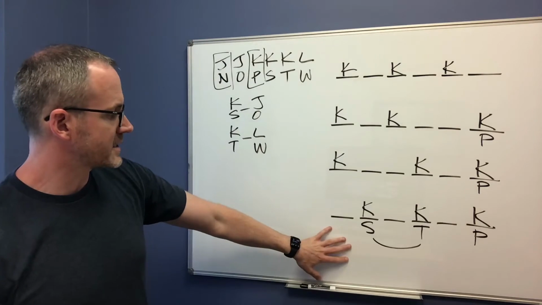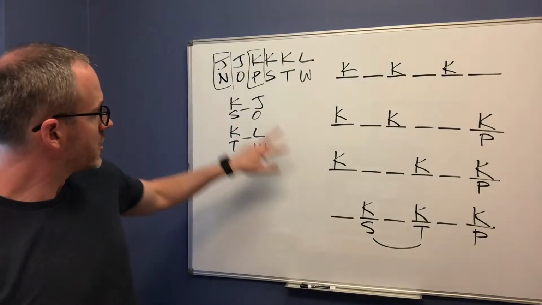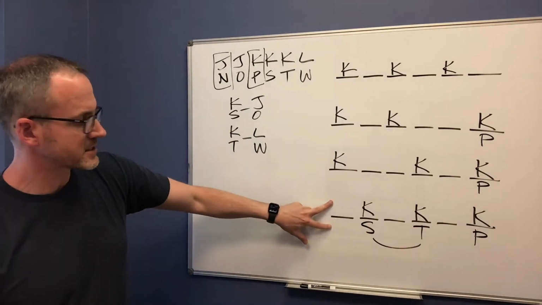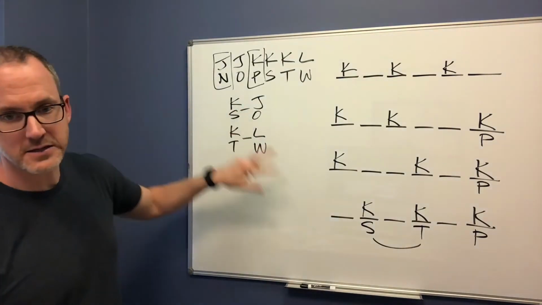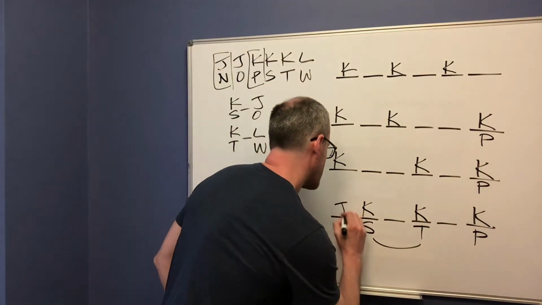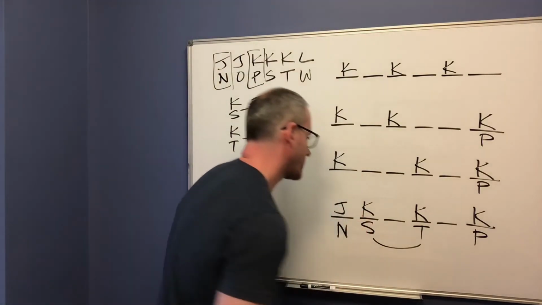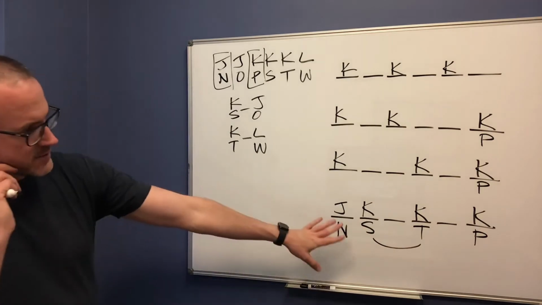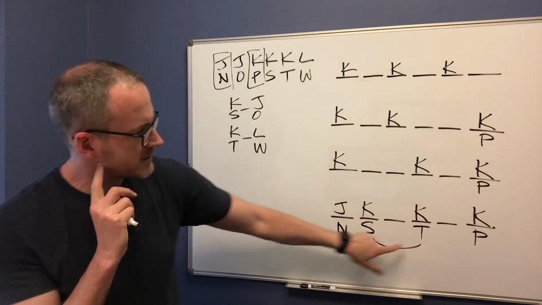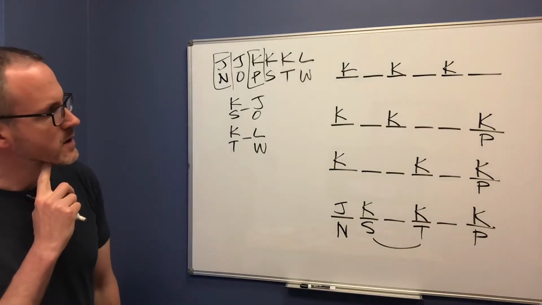But what is left down here, I know these 2 have to come in these slots, which means this slot is going to be the remaining thing. It's going to be JN. Sound good? Okay. So I am just going to leave that like that. I just know that these 2 have to come in here somewhere depending on whether this is S or T.